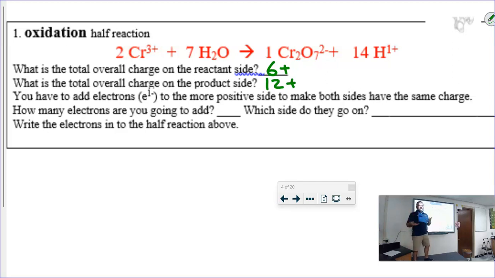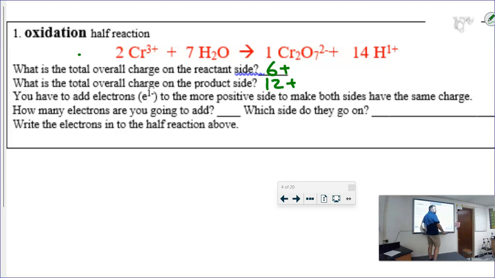So we need to acknowledge how many electrons are being gained or lost in this process. This is oxidation, so we're going to lose some electrons. By looking at the total charge over here and the total charge over there, we can determine how many electrons we're actually losing. Because this is 12+ on the product side and 6+ on the reactant side, I need to add electrons to the more positive side so that they both have the same charge.